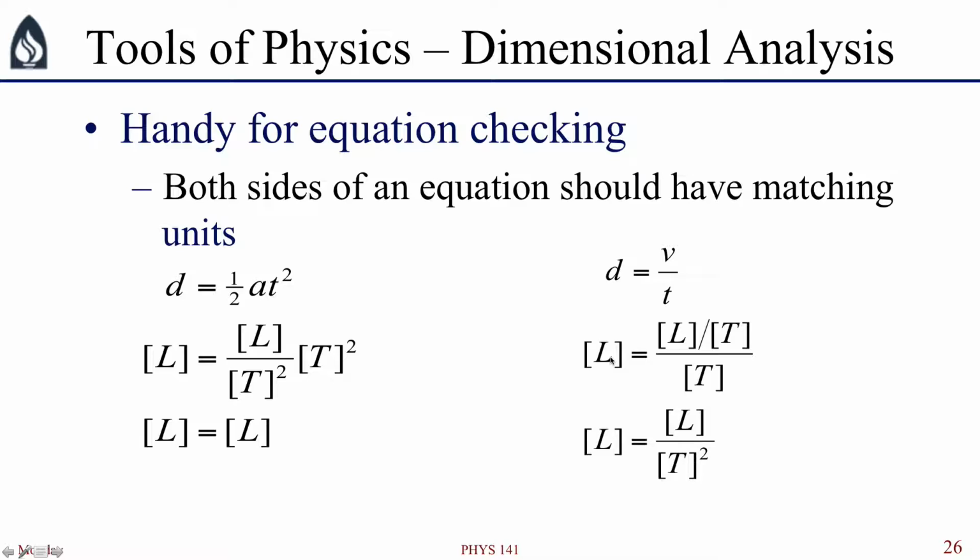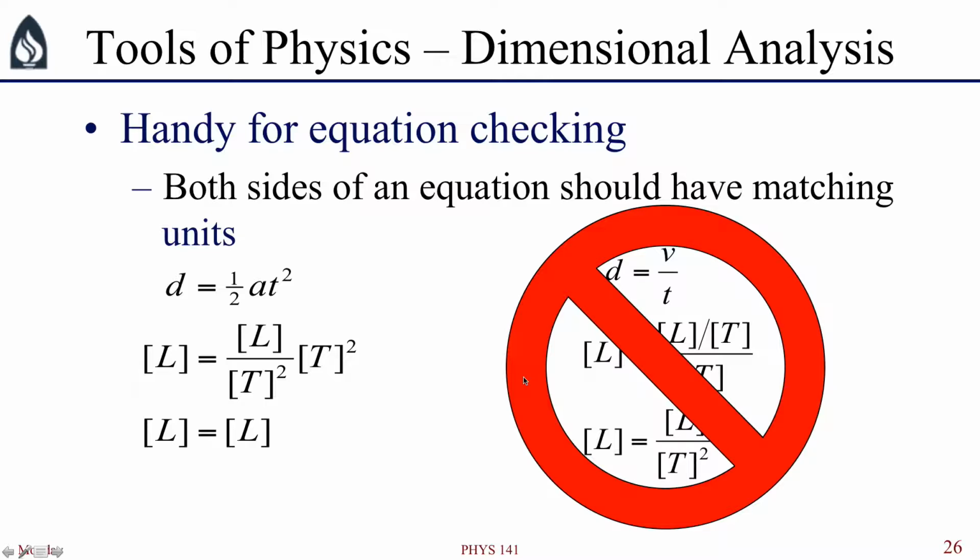Now over here, we have an equation that suggests that distance is equal to velocity over time. Distance has units of length. Velocity has units of length over time, like miles per hour, and time has units of time. And so if we simplify this equation, we get length over time squared, and that's equal to length. No, the units don't seem to match at all. And so this equation is definitely incorrect.